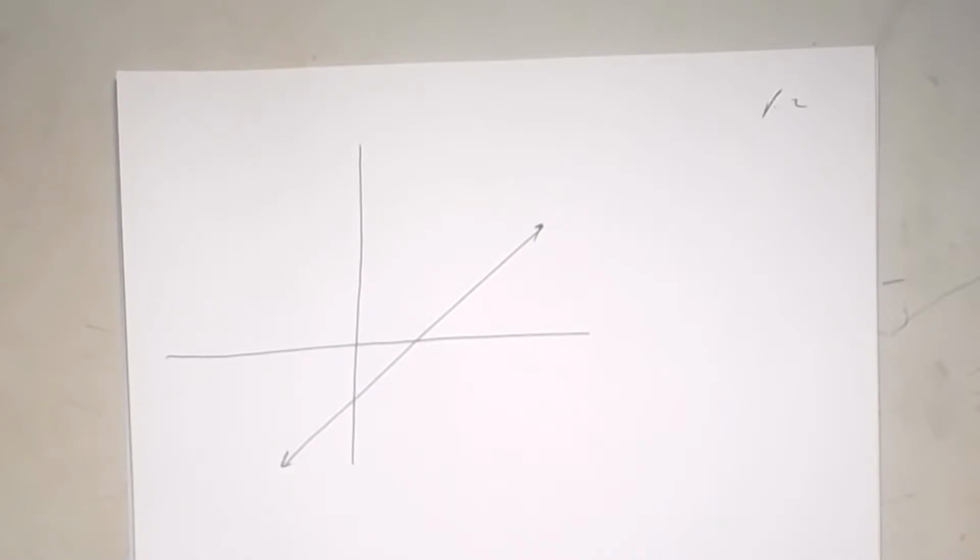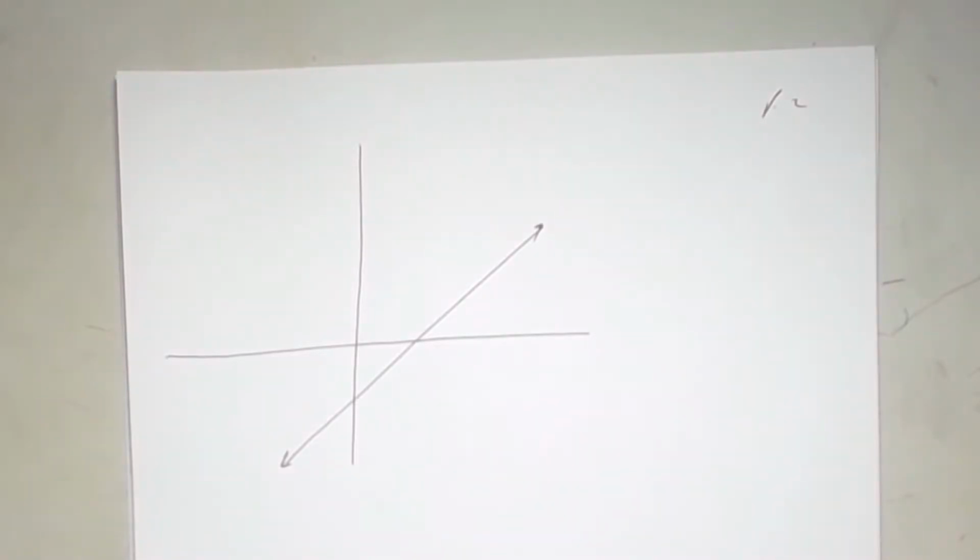Now we talked about a graph being a relation. Why is this a relation? It's a set of ordered pairs, right? Isn't this graph, this line, made up of ordered pairs? Yes. Okay. Now, how many ordered pairs are on this line? An infinite number.